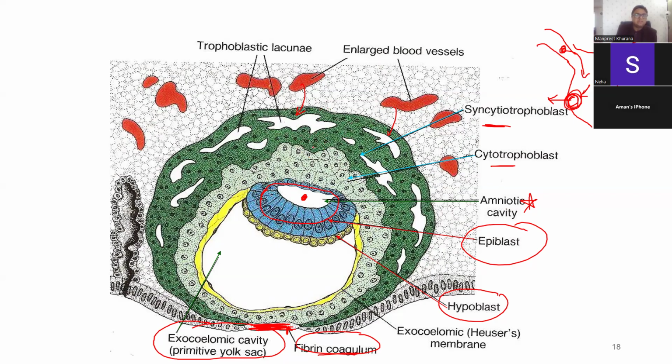Now this trophoblast, which is divided into cyto and syncytiotrophoblast, has a primitive blood circulation. This blood circulation comes inside to give nutrition to the developing embryo, which is divided into epiblast and hypoblast. In the epiblast, we have a cavity known as the amniotic cavity. In the hypoblast, we have a cavity which is the primitive yolk sac and exocoelomic cavity. When we studied during our college time, these structures like amniotic cavity and primitive yolk sac used to be very confusing. But just by looking at this diagram, it's very easy to understand, right? Am I right?